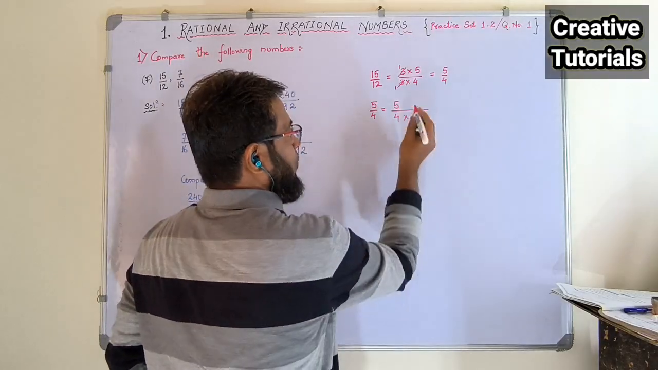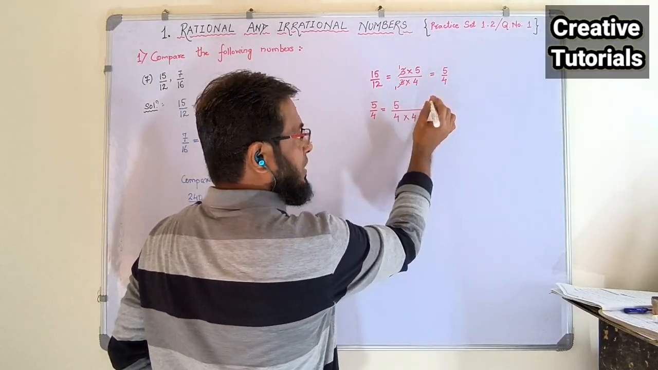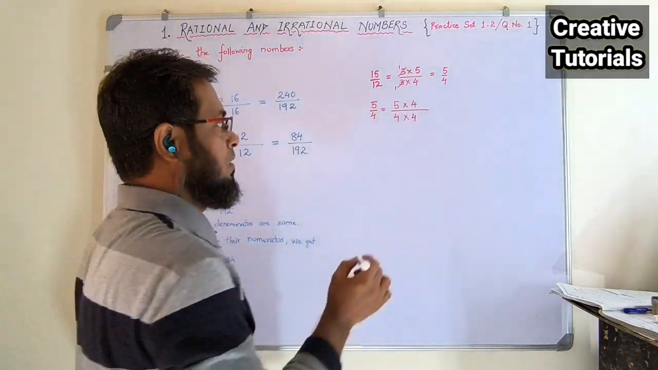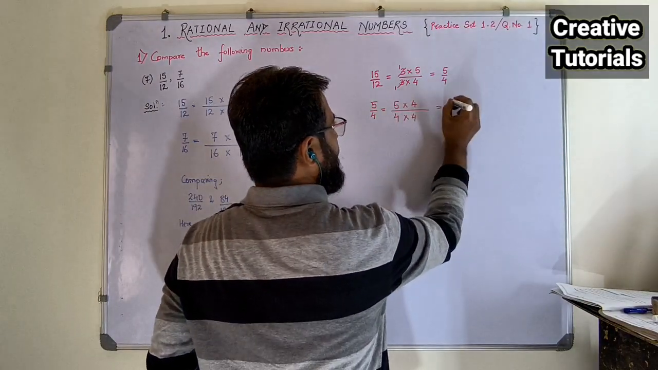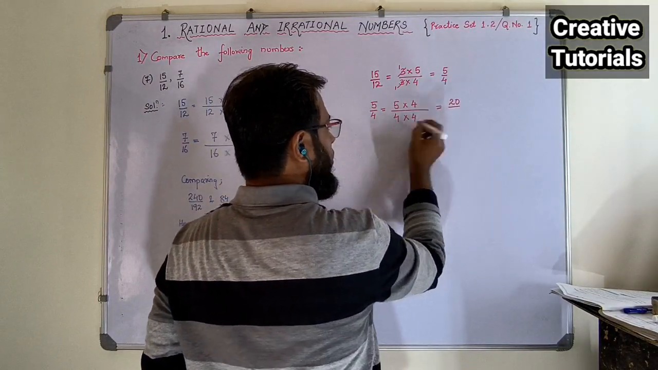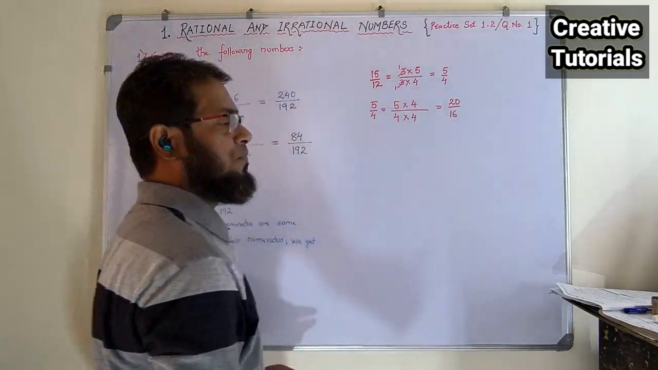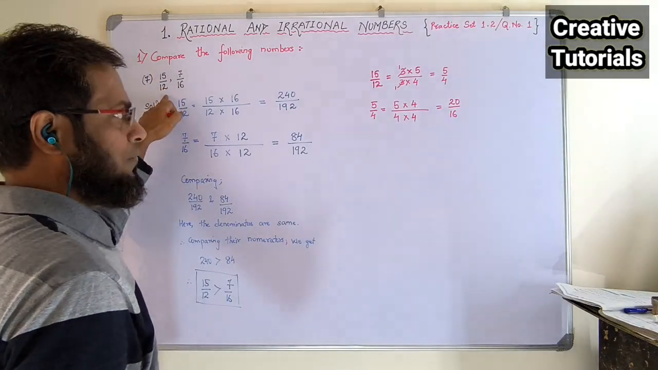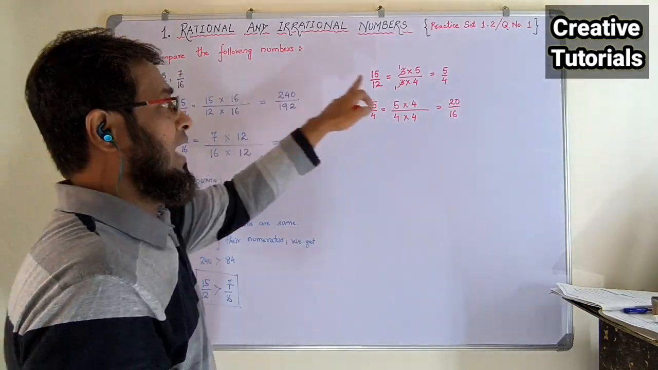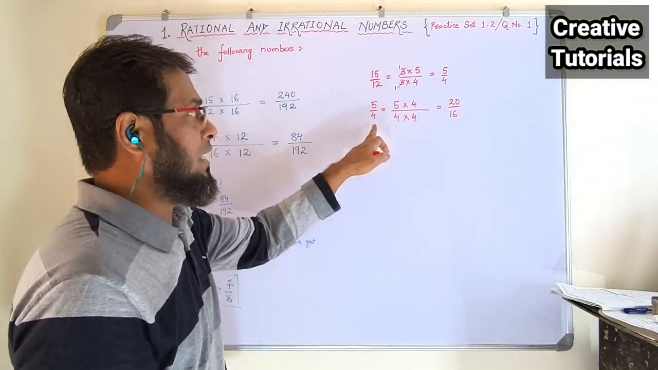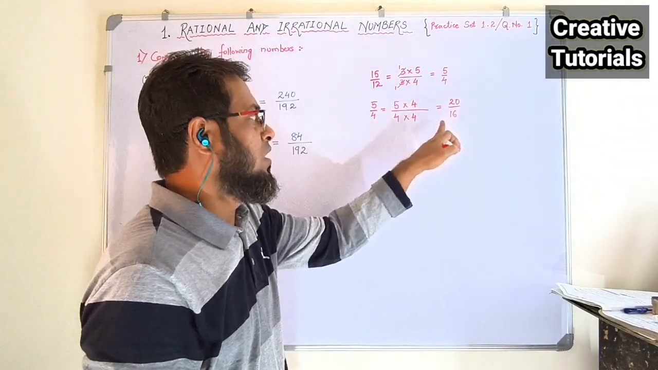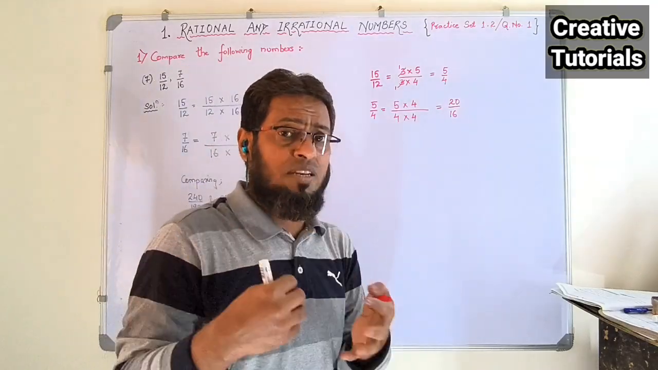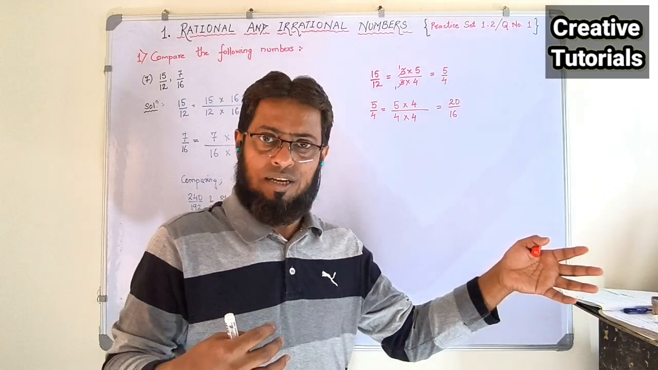So 4 is the appropriate number over here. So whatever number we get here, we will multiply here also with the same number. Now by doing so, I get 5 4s are 20 upon 4 4s are 16. Okay, so now my first fraction is this one, correct? And I reduced it, and after reducing it, I brought another equivalent fraction, 20 upon 16. I did this because I wanted to make the denominators of both the fractions the same, correct?